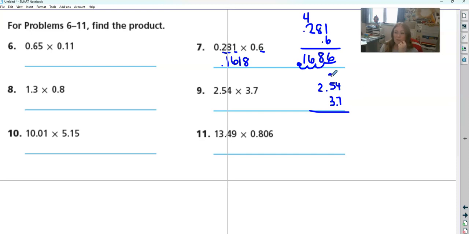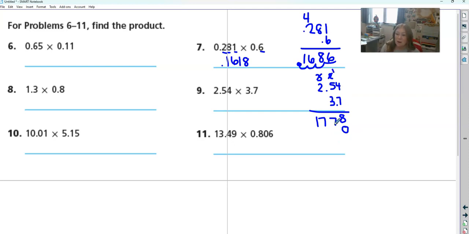So 7 times 4 is 28. 7 times 5 is 35, 36, 37. 7 times 2 is 14, 15, 16, 17. So I've used that and I've used that. We've multiplied everything by 7. Now we're putting our placeholder because now we're multiplying by something that's 10 times bigger. We need our answer to be 10 times bigger.